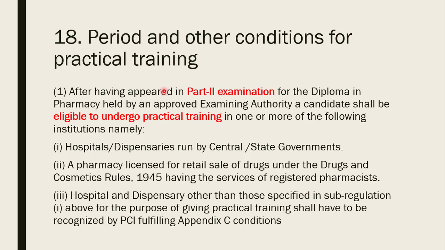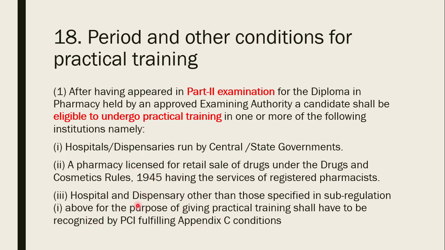So coming to the first point from the practical training, it is period and other conditions for practical training. This says that after having appeared, not passed, in the Part 2 examination of Diploma in Pharmacy held by an approved examining authority, whatever the state authority is approved for the examination, the candidate is eligible to undergo the practical training in one or more of the following institutions: hospital pharmacies, dispensaries run by central or state government, a pharmacy licensed for retail sale of drugs under the Drugs and Cosmetics Act Rules 1945, having the services of a registered pharmacist, and hospitals and dispensaries other than those specified in the sub-regulation.